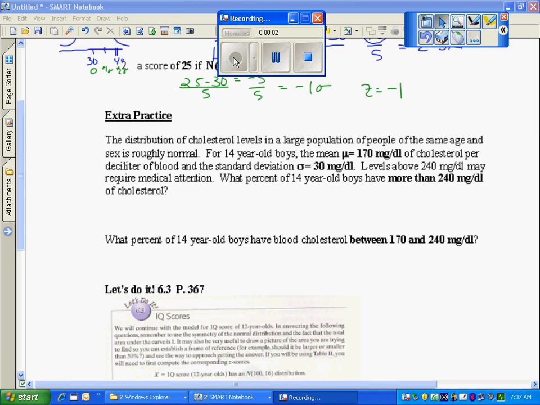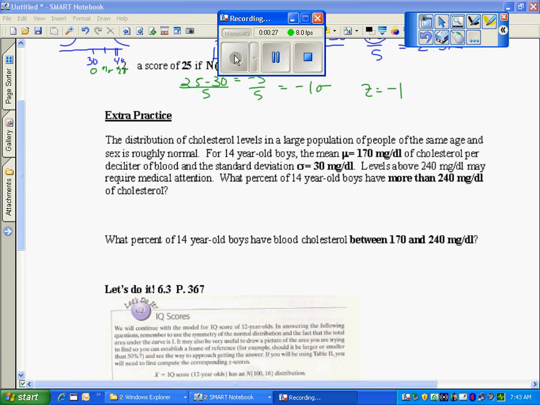So here's a couple examples of how the z-score helps us determine a situation. Let's suppose we're looking at people of the same age, 14-year-old boys, and we're testing their cholesterol. The average cholesterol is 170 and the standard deviation, the step size, is 30. So levels above 240 may require medical attention.